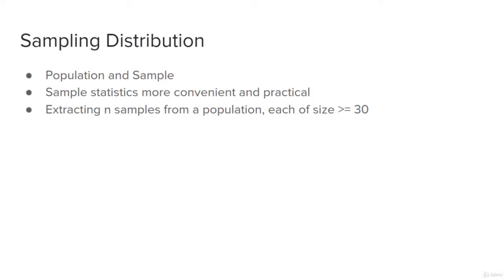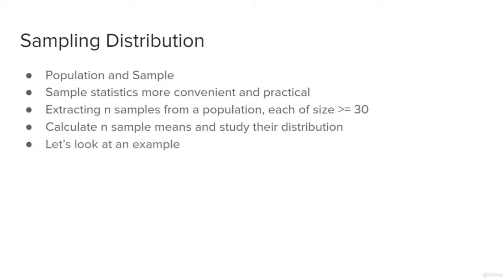N is a certain number which we will discuss later on, and we extract n samples from a population, and the size of each sample should be at least 30 or greater than 30. We then calculate these n sample means, plot their distribution, and study the distribution. To understand this concept and go through the entire procedure, let's look at an example.